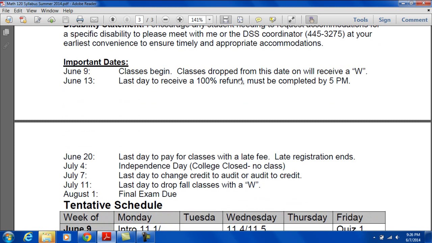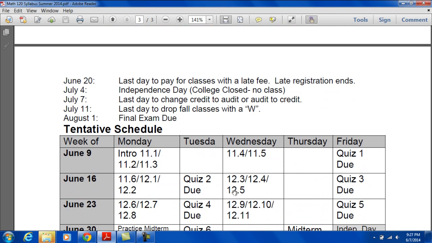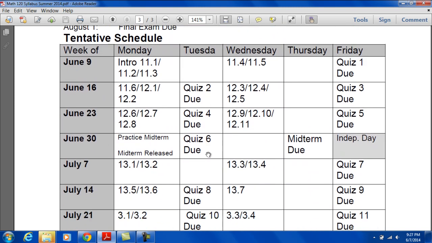And we have some important dates. June 9th, class begins. June 13th, last day to receive a 100% refund. June 20th, last day to pay for classes with a late fee. Late registration ends. July 4th, Independence Day, college closed, no class. That's why the midterm is due on July 3rd. July 7th, last day to change credit to audit or audit to credit. July 11th, last day to drop fall classes with a W, and August 1st, final exam due date.